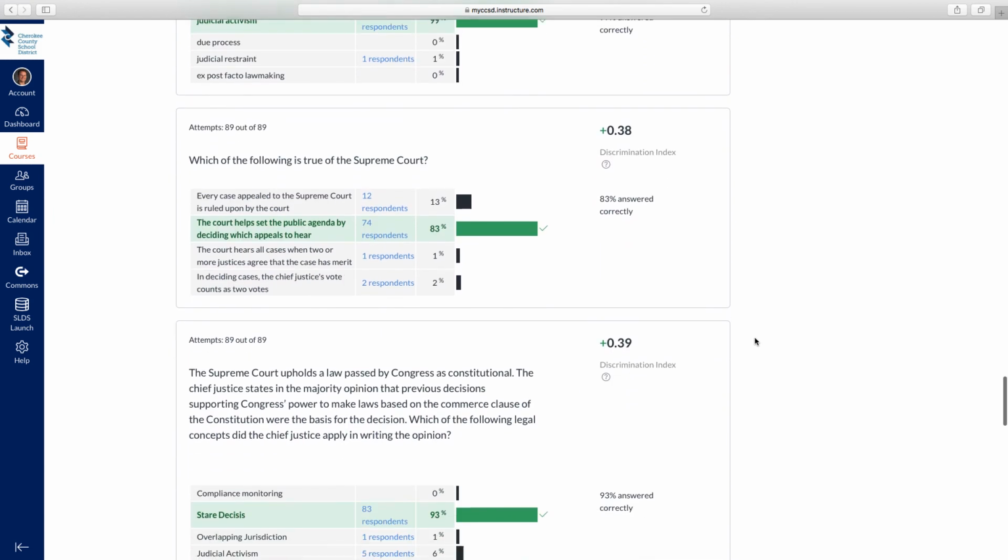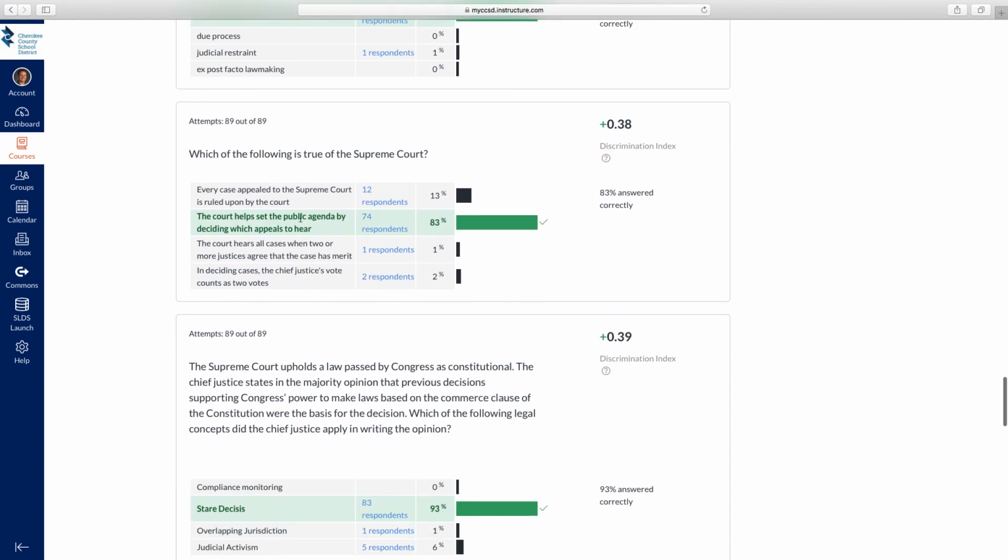Which of the following is true of the Supreme Court? The court helps set the public agenda by deciding which appeals to hear. So when the court decides to hear a case on same-sex marriage, they're kind of helping decide what issues we should consider important, like things like same-sex marriage.